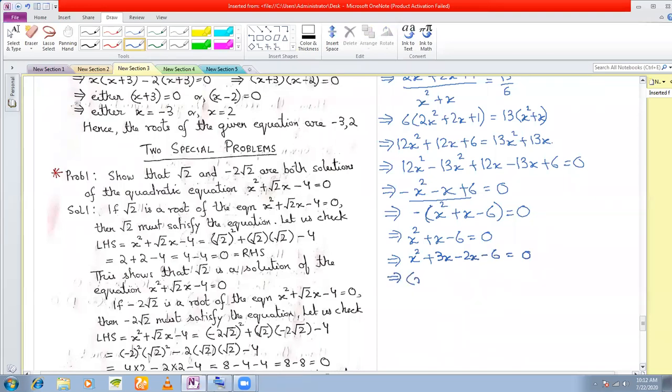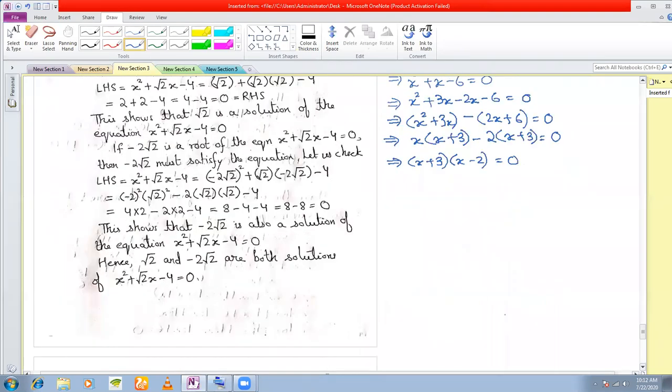Now you group it. Now you take the HCF. x square and 3x, HCF is x, so x into x plus 3, minus 2 times x plus 3 is equal to 0. That means x plus 3 into x minus 2 is equal to 0. Means either x plus 3 is equal to 0 or x minus 2 is equal to 0.